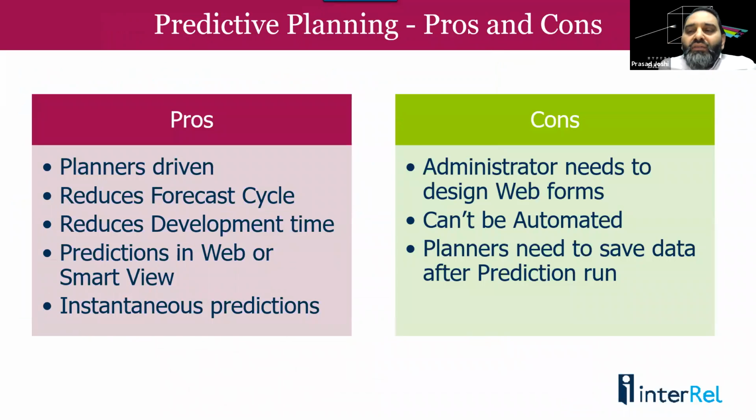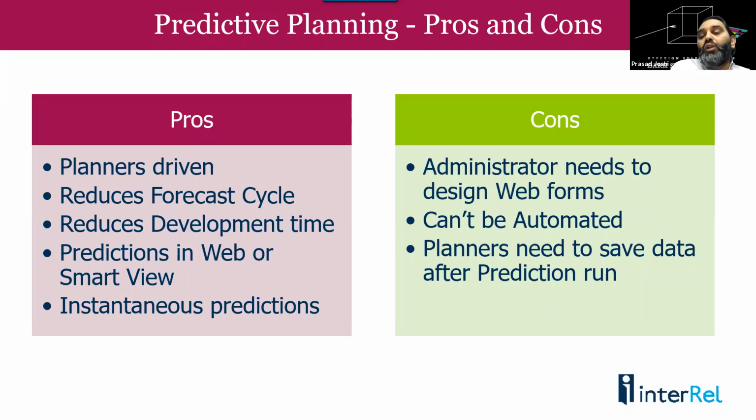So let's do a quick roundabout pros and cons. The best thing about predictive planning is it gives power to the planners. They don't have to create all these offline models or anything like that. They can just run through the data form and get their results. It's very fast, almost instantaneous. As soon as they click the button, the results will be given right away.